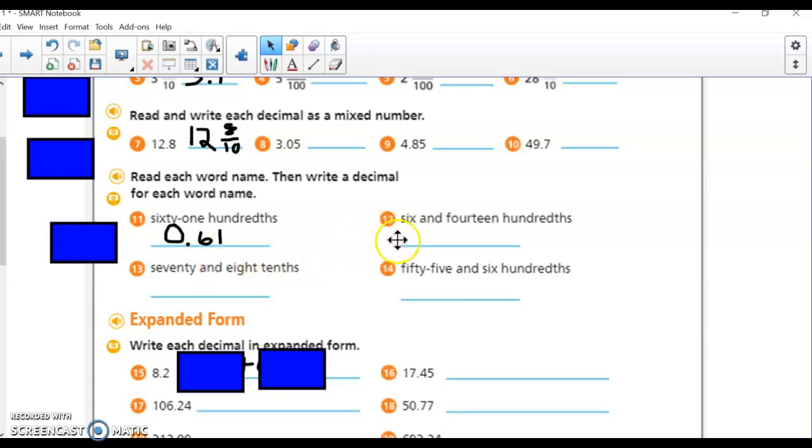So try these. 6 and. So anytime you see the and, that's your decimal. 14 hundredths, 70 and 8 tenths, 55 and 6 hundredths.